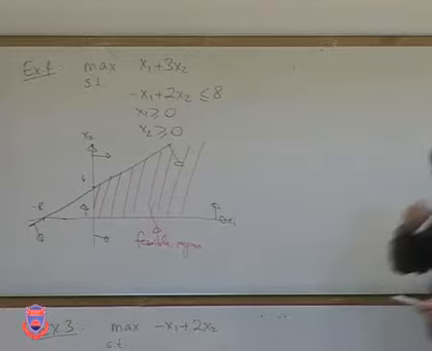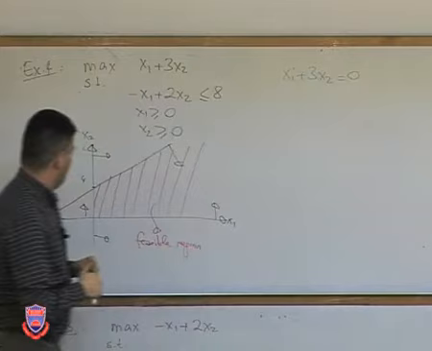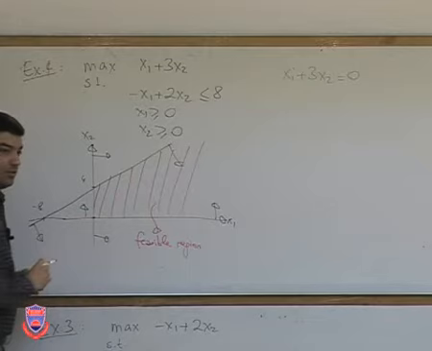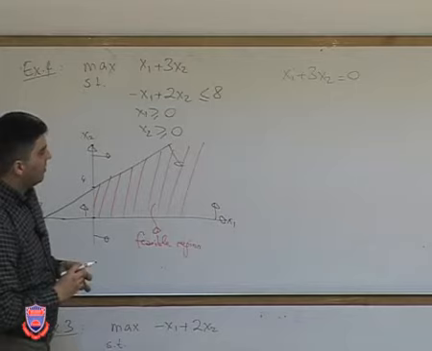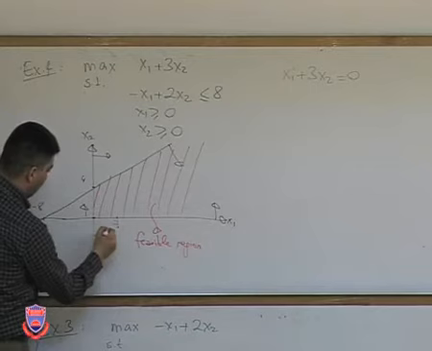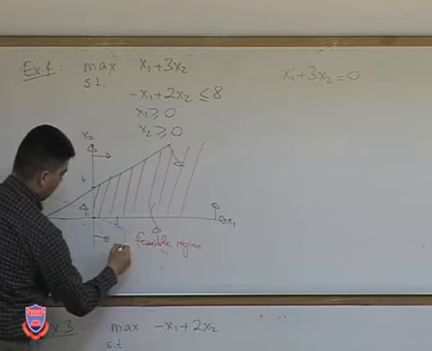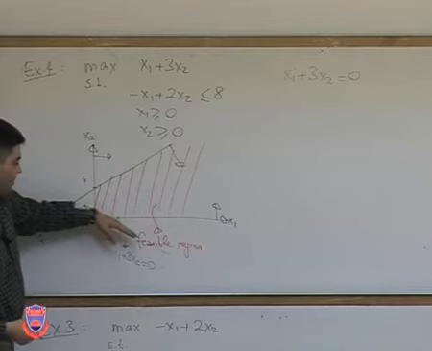So let me figure out my isoprofit line again. I'm going to look at x1 plus 3x2 equals 0. So what does that line look like? Again, it goes through the origin, right? 0, 0 is on this line. I need one more point. So for example, x1 can be, let's say, 3. If x1 is 3, then x2 will be minus 1 exactly. So it's going to go through these 2 points. So this is my isoprofit line corresponding to x1 plus 3x2 equals 0. Since this line intersects my feasible region at the origin, there is a feasible solution that will give me a value of 0, right?